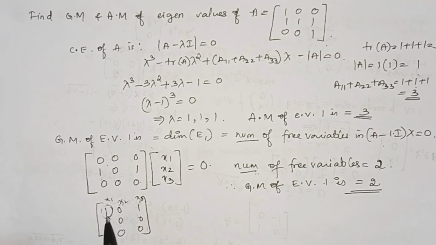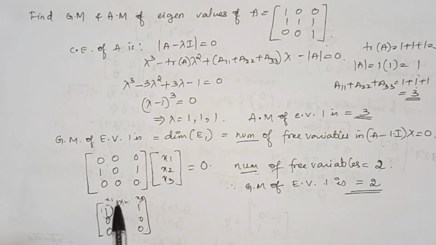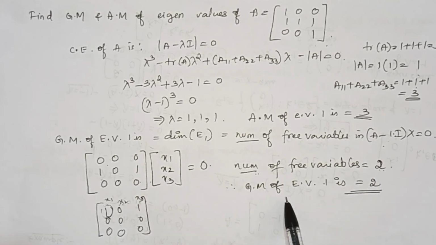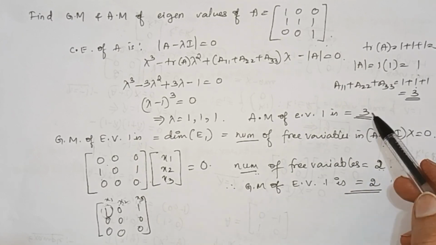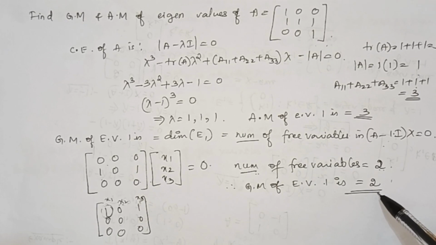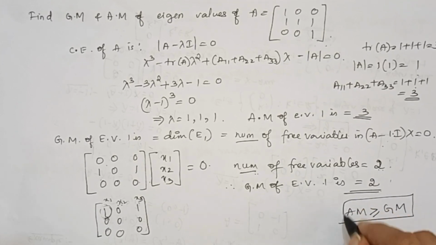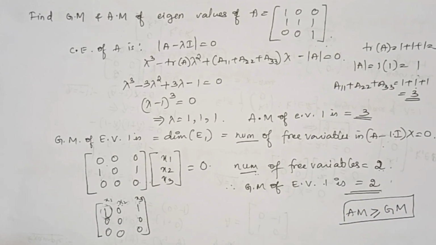Pivot means the first non-zero entry of that row. There is a pivot in the first column, so this can't be a free variable. x1 is not a free variable, it is a dependent variable. x2, x3 are free variables, so the number of free variables is equal to 2. Hence the geometric multiplicity of eigenvalue 1 is 2. So in this case, algebraic multiplicity and geometric multiplicity are different, and this relation is always true: algebraic multiplicity is always greater than or equal to geometric multiplicity.